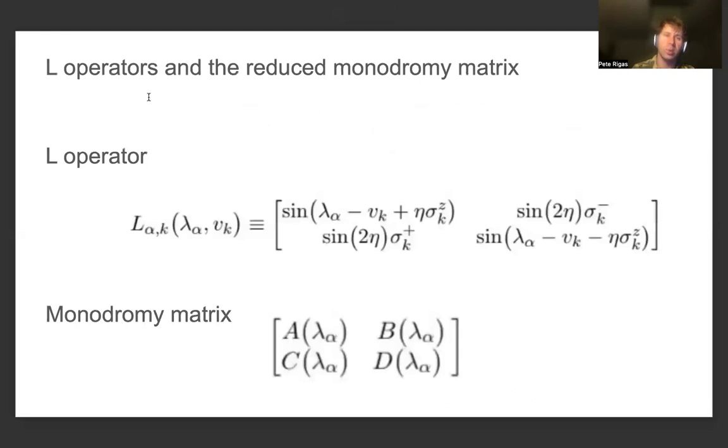And so the L operators in the reduced monodromy matrix are related to the fact that in two dimensions, like we had said in the poly Z basis, we need to specify a set of spectral parameters in one direction, one degree of freedom in the square lattice, as well as a collection of spectral parameters in the other degree of freedom of the square lattice.